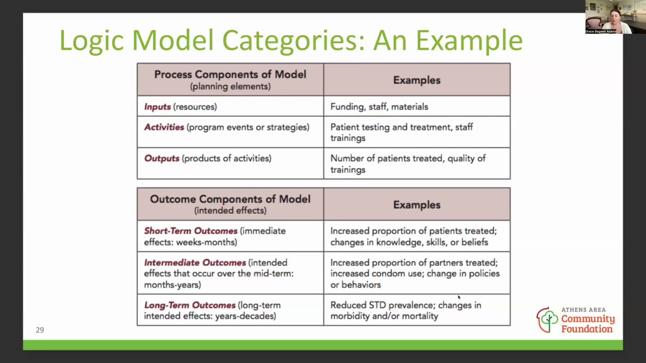Intermediate, this is where we would continue to screen and treat even more individuals. So we might be able to actually increase the proportion of partners treated. We might see increases in contraceptive use, or we might even see changes in policies or behaviors. Again, we typically don't expect to see changes in behavior in the short term. That really is around knowledge, attitudes. What we would expect to see changes in behavior, where that would occur, is in the intermediate and long term.